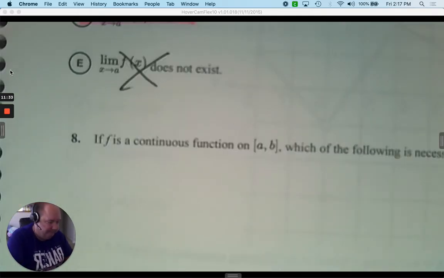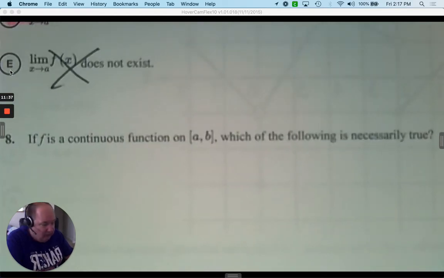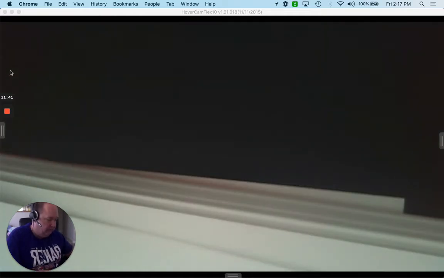Number 8. If f is a continuous function from a to b, which of the following must be true in terms of continuity? All right, let's see about these with continuity again.